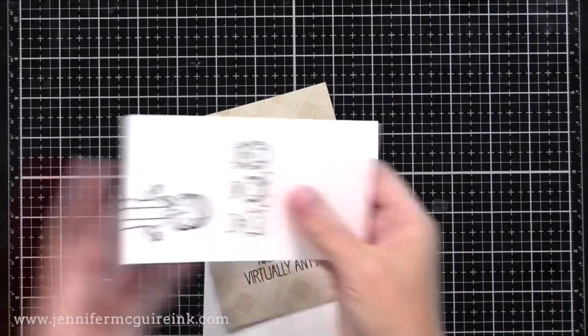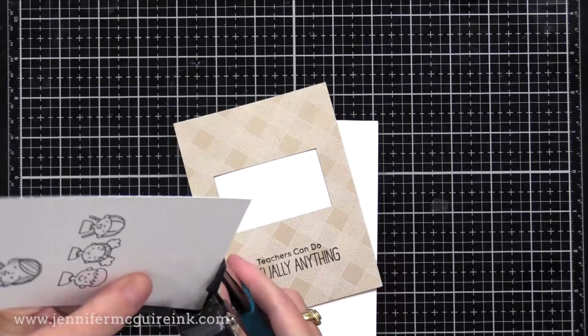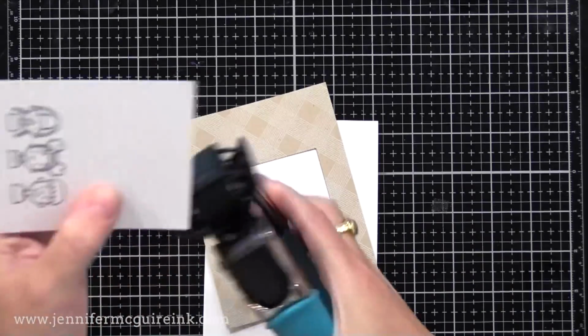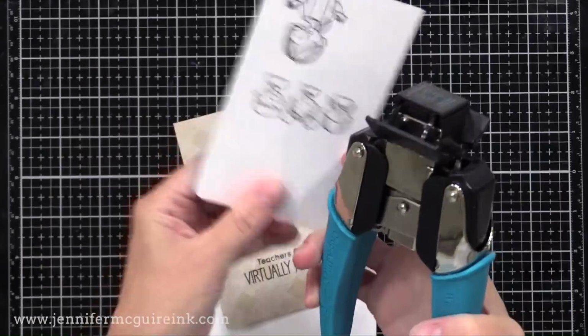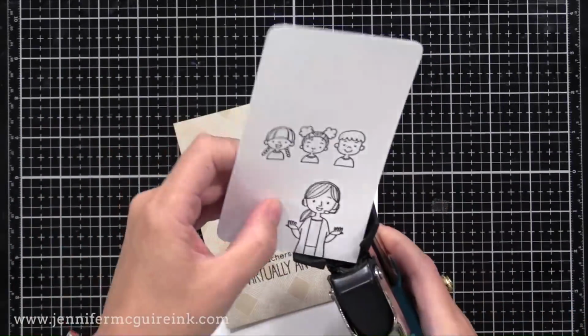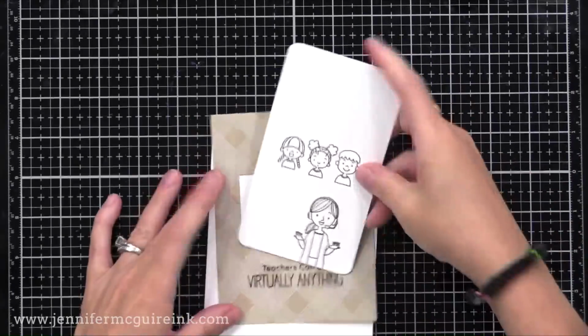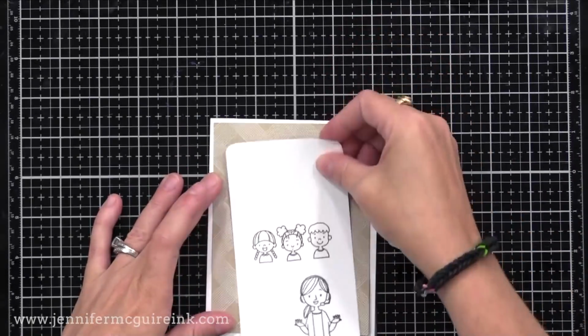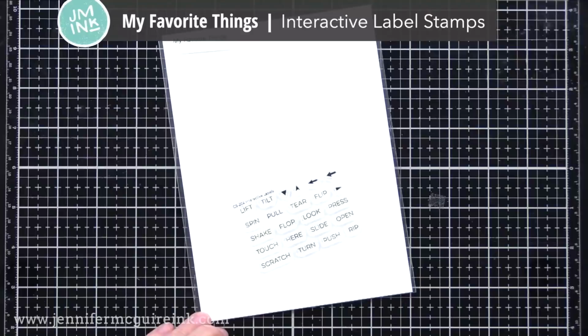So it ends up being about the same height as that brown piece, our background piece. But it's good to have that extra room there in case you need it. I did cut it off here along the bottom. I also like to round the corners, especially on the top, just to give it a smooth look.